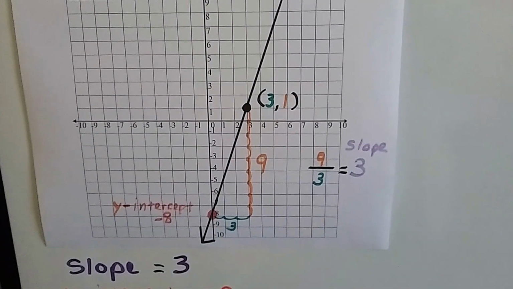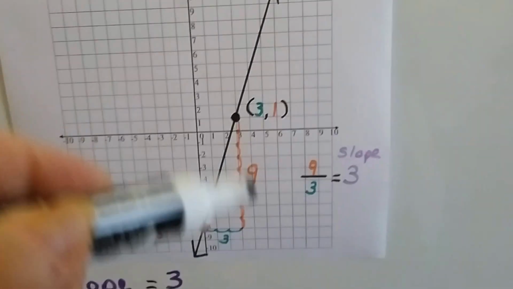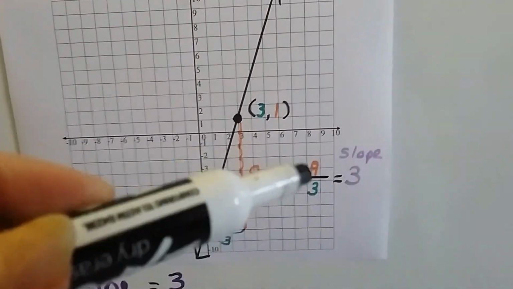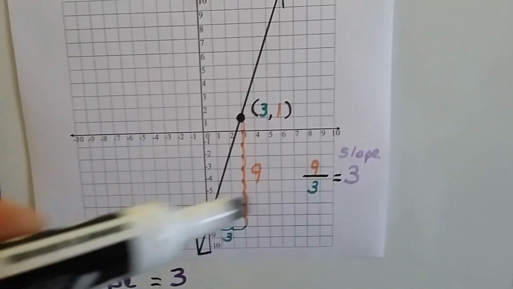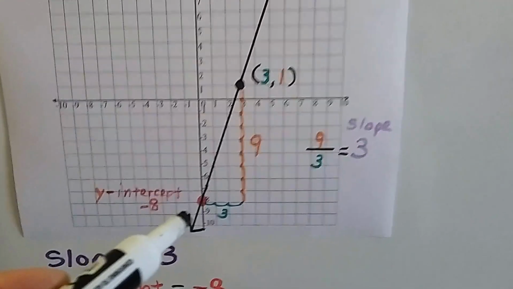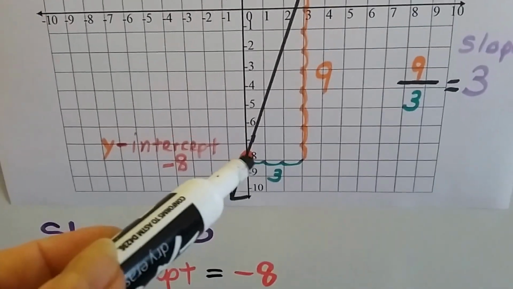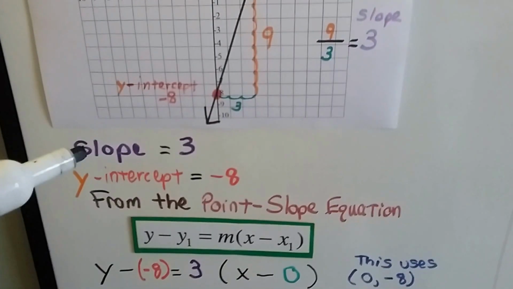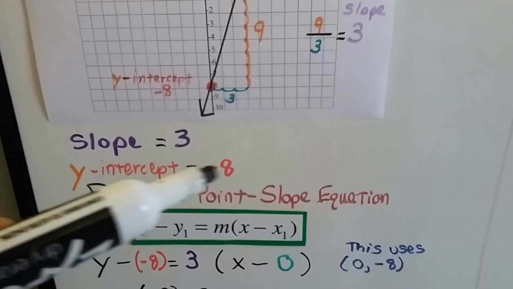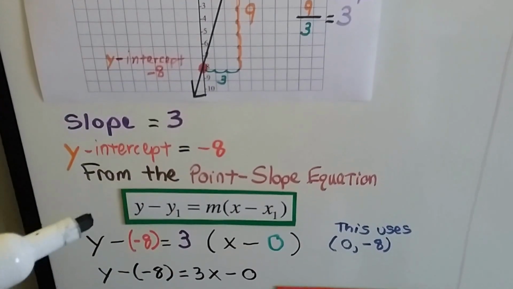So if we look at this line, we can see the slope. The rise is a 9 and the run is a 3. That's 9 over 3, 9 divided by 3. The slope is a 3. And the y-intercept right here is this -8, isn't it? It's down here. So we've got the slope of 3 and the y-intercept of a -8 down here.